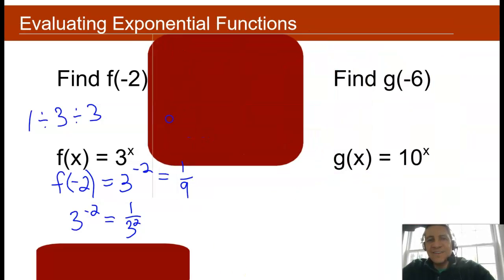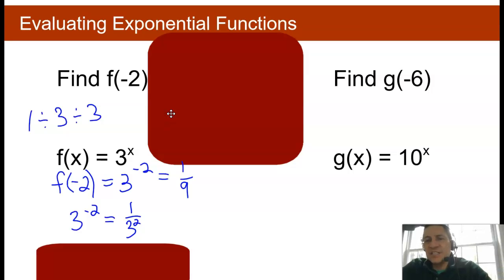All right, evaluate this one here. G of negative 6, and you've got your function there. G of x is equal to 10 to the x power. This would be 10 to the negative 6th power, which is equal to 1 over 1 million.